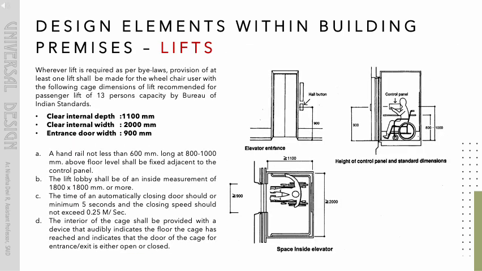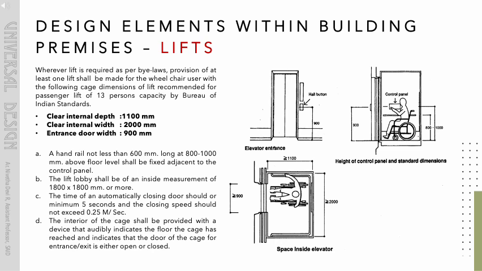Wherever lift is required as per bylaws, provision of at least one lift shall be made for the wheelchair user with the following cage dimensions of lift recommended for passenger lift of 13 persons capacity by Bureau of Indian Standards. A handrail not less than 600 mm long at 800 to 1000 mm above floor level shall be fixed adjacent to the control panel. The lift lobby shall be of an inside measurement of 1800 by 1800 mm or more.